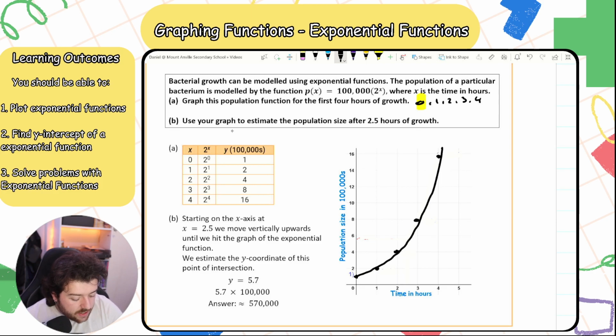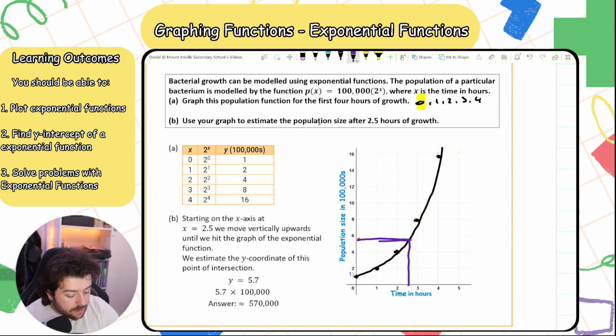And now it asks me here, use your graph to estimate the population size after 2.5 hours of growth. Well, I'll go to 2.5. I have my x value. I go up, read it, go across. So that is roughly going to be equal to 5.7. So starting at the x-axis at x equals 2.5, we move vertically upwards until we hit the exponential graph. We estimate the y coordinate of this to be 5.7.